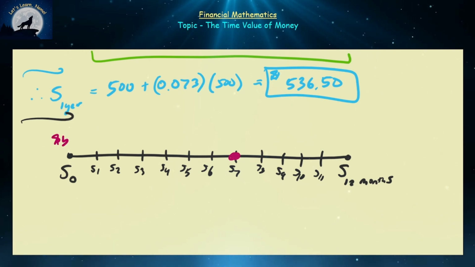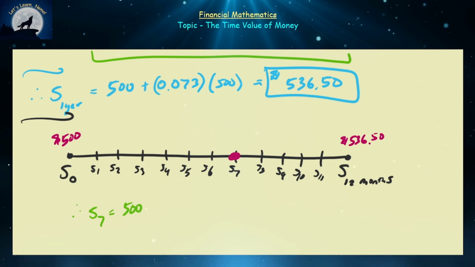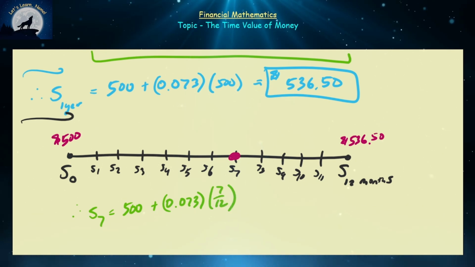Our goal is to borrow 500 at time t equal to 0. If we borrow it for the entire year, then we're going to be paying back $536.50, but we're not. We're going to be paying it off at this particular time here. So this point, S7, will be equal to our principal amount, $500, plus our 0.073, our yearly simple interest rate, but we only want 7/12 of that, because 0.073 is per year, not per month. And then we multiply that by 500, and that gives us our value at S7.